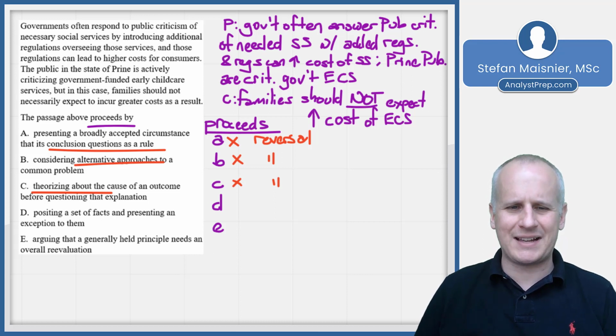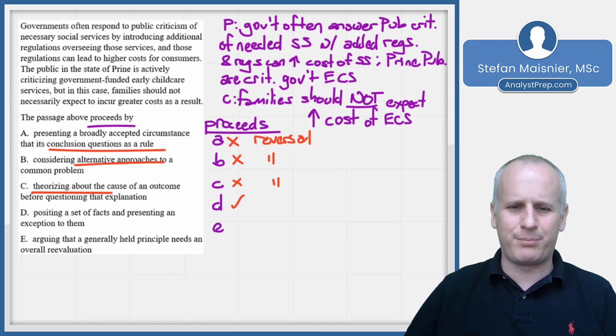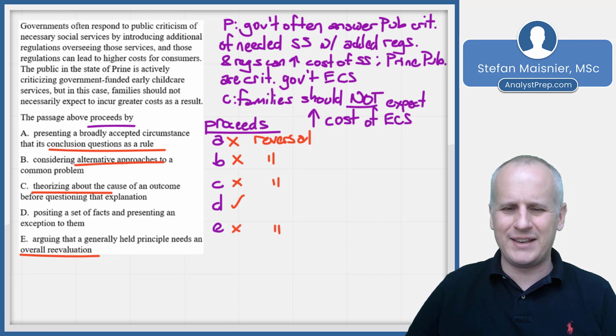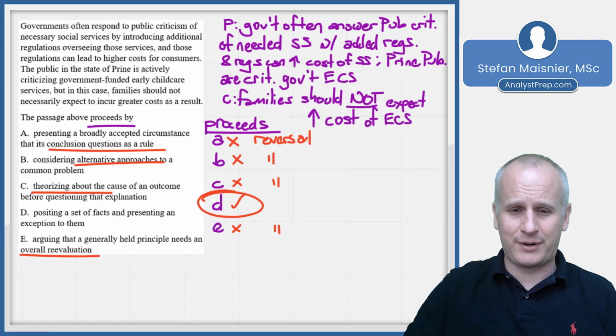Positing a set of facts and presenting an exception to them. This is perfectly good and bland. And arguing that a generally held principle needs an overall reevaluation. Again, it's not saying that the whole thing needs to be reevaluated, just in this specific circumstance. So you can see it takes a while at the outset to make sure you're understanding what's happening, but by doing that effort, you're able to go through the answer choices hopefully pretty quickly. And in this case, the correct one is D.